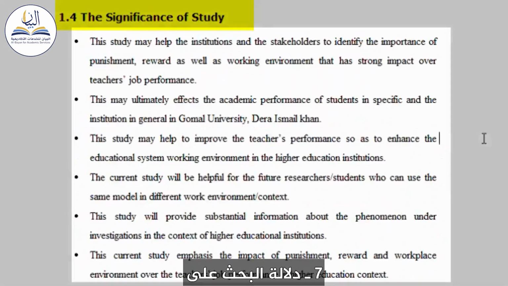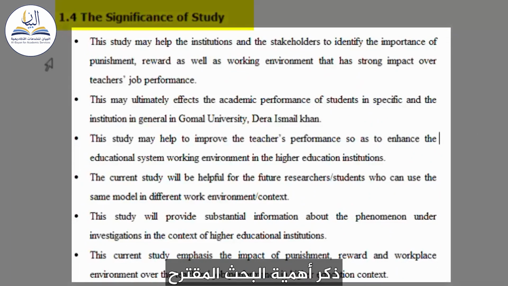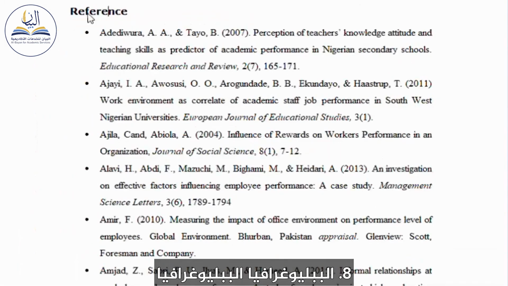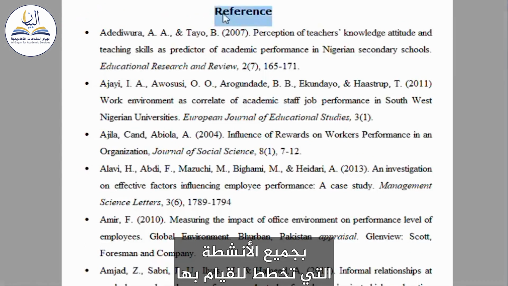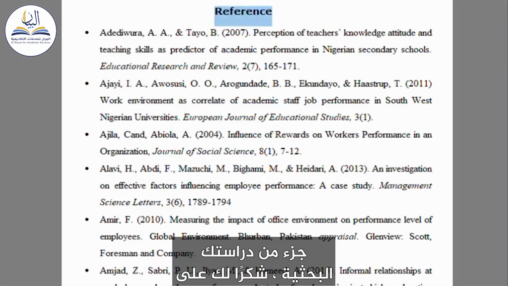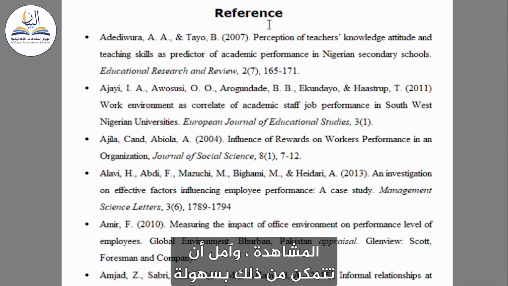7. Significance of research. Mention the significance of the proposed research as an important part of the proposal. You will need to outline what difference the research will make to your university, the field of study, and society at large. 8. Bibliography. A bibliography is an important component of a research proposal. You will need to provide a list of all activities that you plan to do as part of your research study.